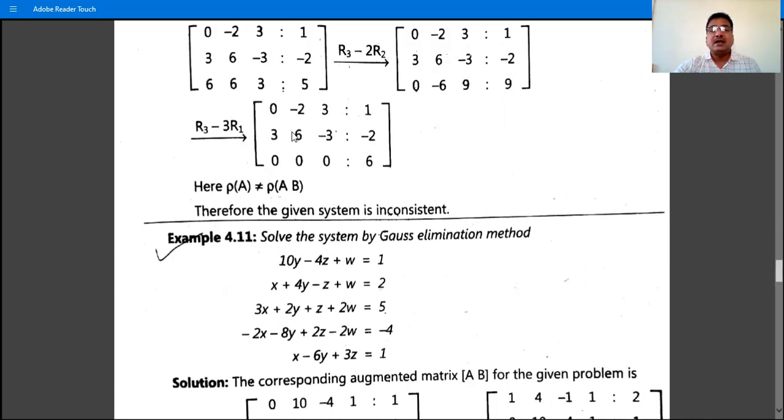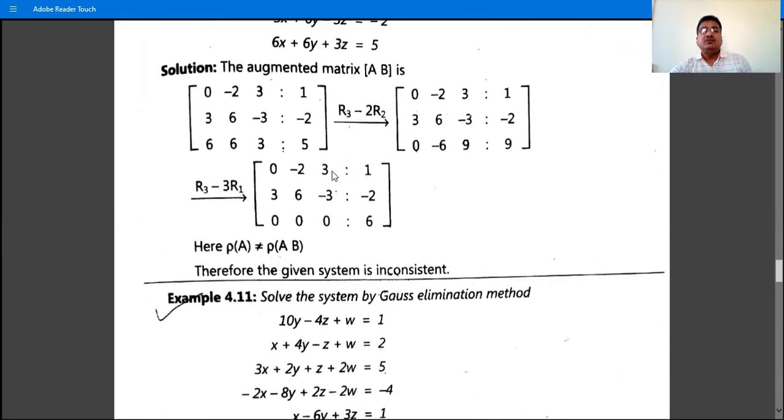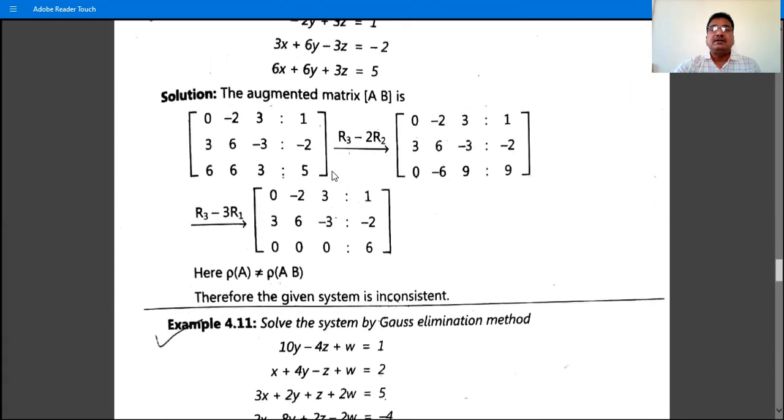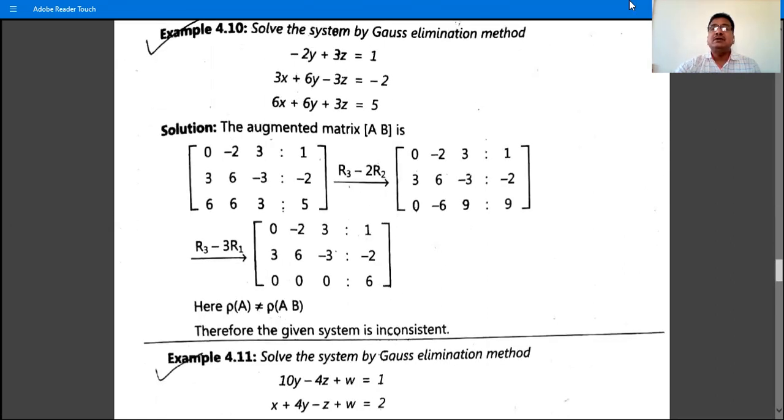So in this case, the rank of A is 2, the rank of AB is 3, so the rank of A is not equal to the rank of AB, and therefore the given system is inconsistent. That means the given system has no solution, 0 solutions. So any system has either no solution, a unique solution, or infinitely many solutions. We'll see the remaining problems on these 2 methods in the next lecture.